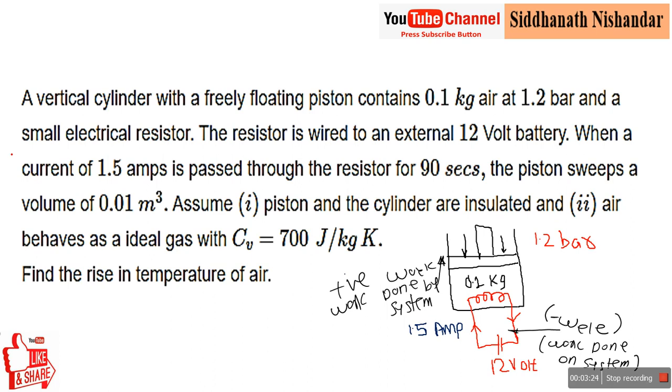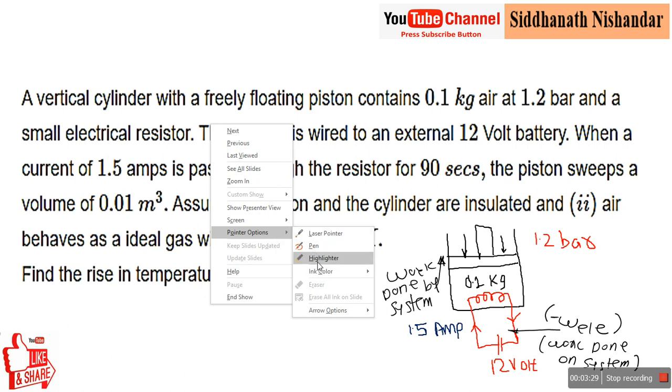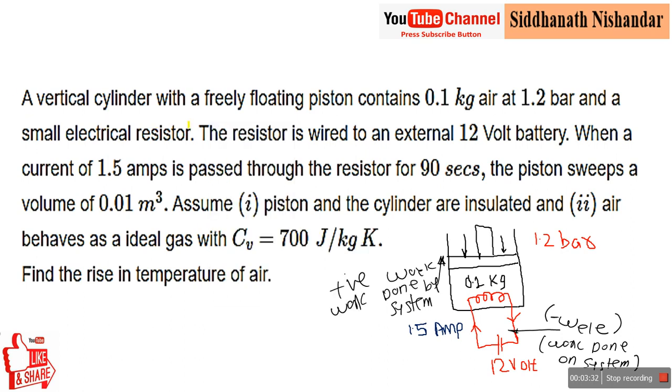Let's start with the first numerical now. A vertical cylinder with a freely floating piston contains 0.1 kg of air at 1.2 bar. There is a piston-cylinder arrangement containing 0.1 kg of air, and the atmospheric pressure is 1.2 bar. And a small electrical resistor. The resistor is wired to an external 12 volt battery. A current of 1.5 ampere is passed through the resistor for 90 seconds.